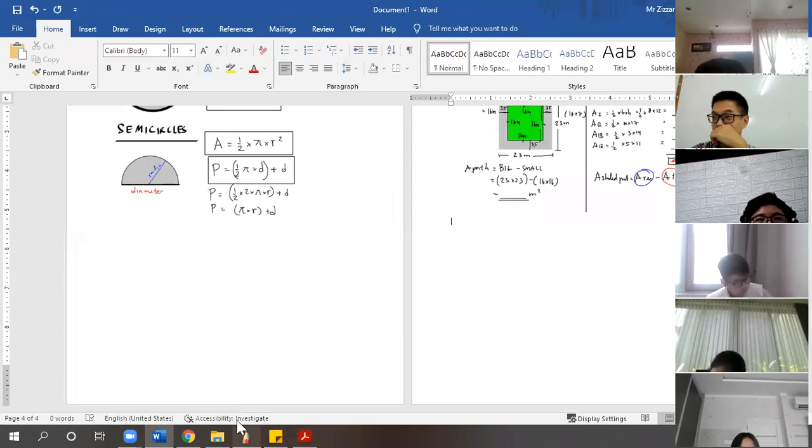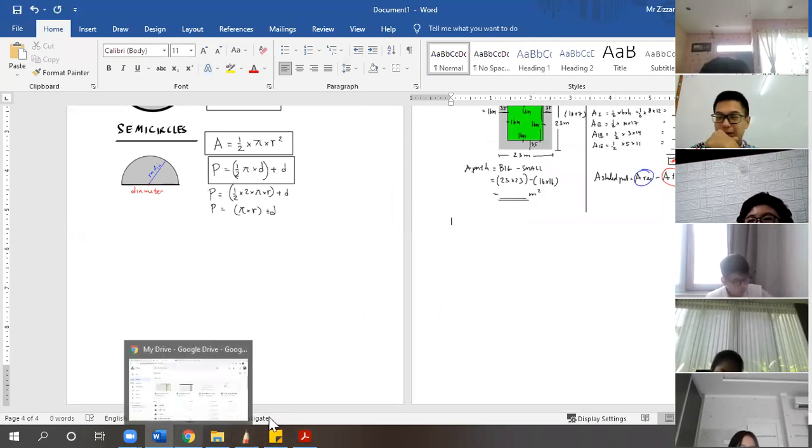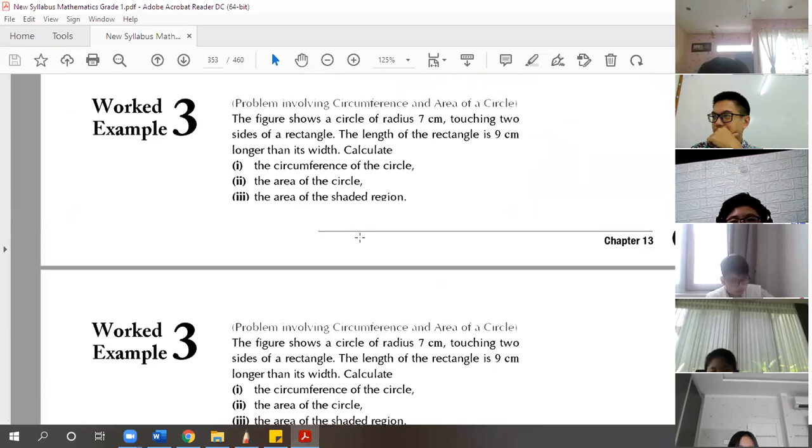Fokus ya, jangan kerjain yang lain ya guys. Lu punya waktu limited. Lanjut.